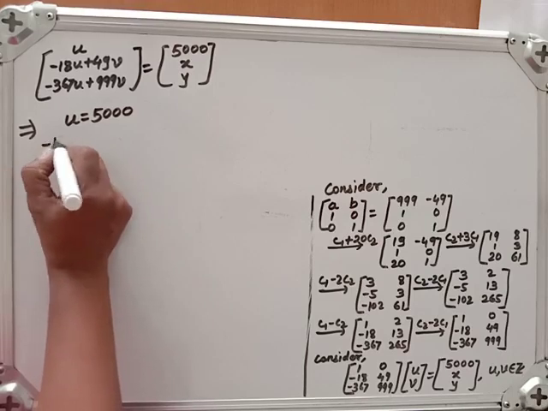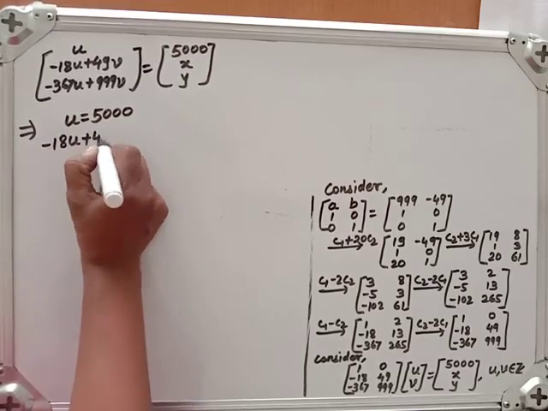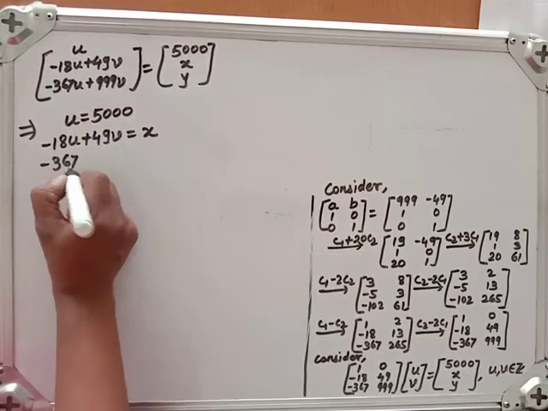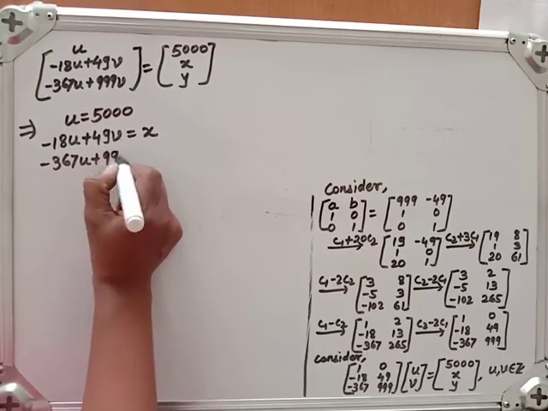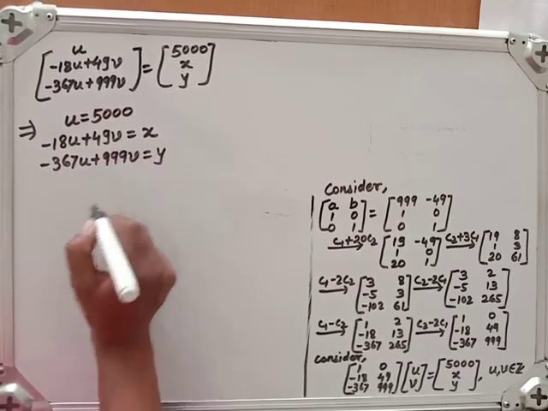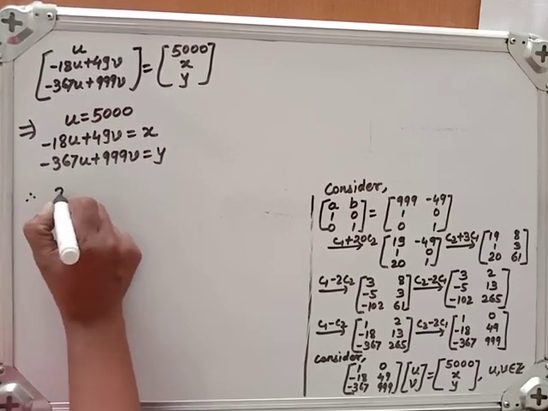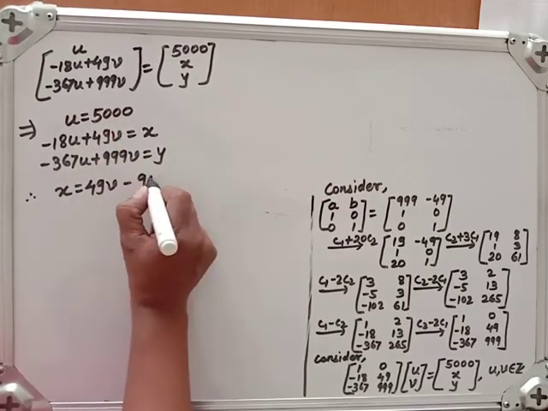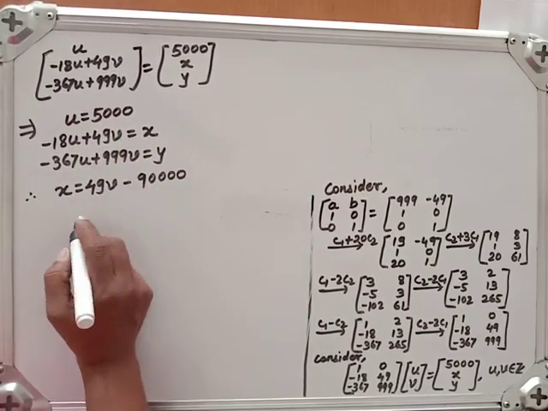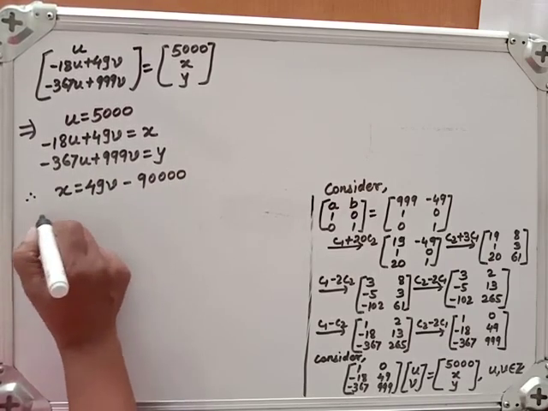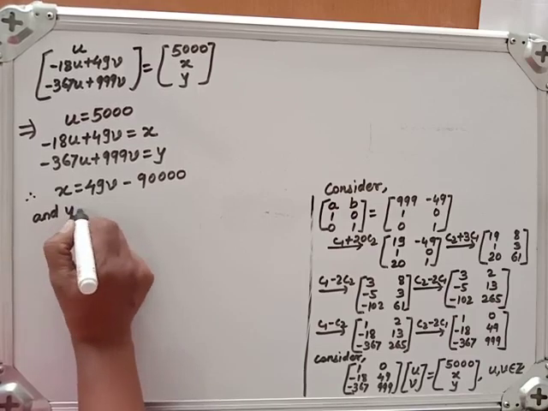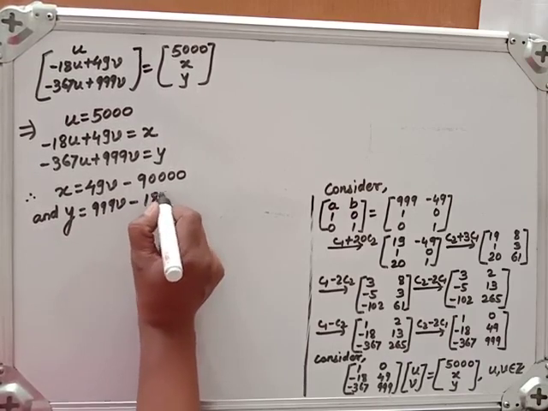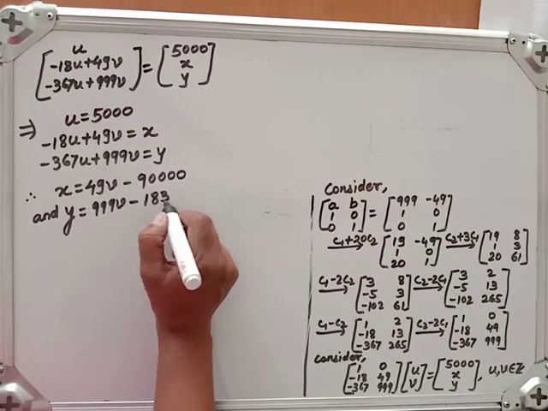-18u + 49v is equal to x, -367u + 999v is equal to what? y. Therefore, x equals 49v - 90,000 and y equals 999v - 18,35,000.